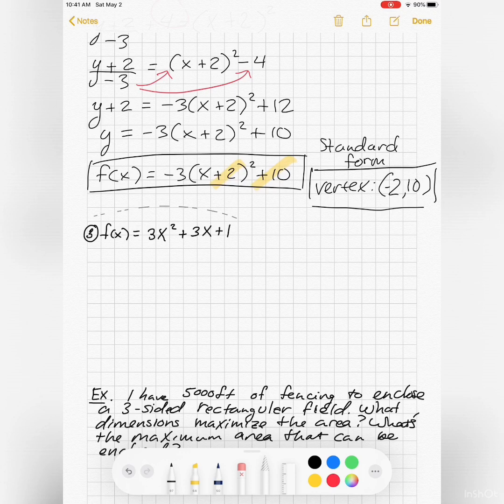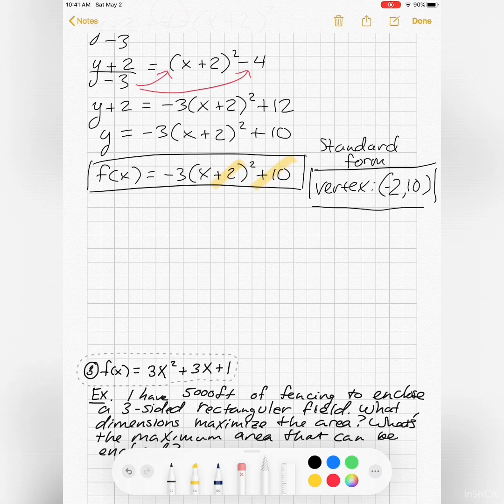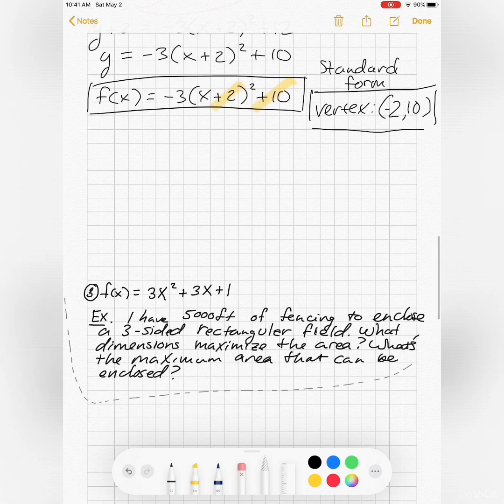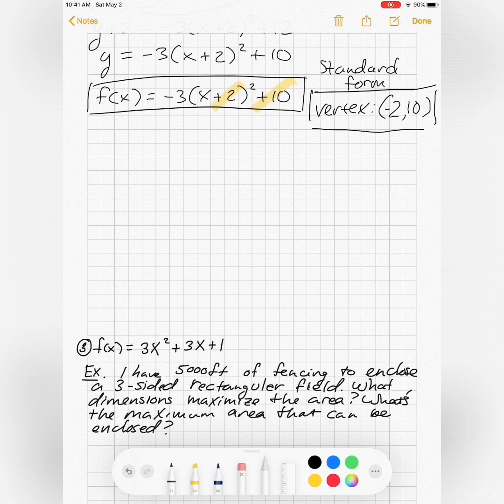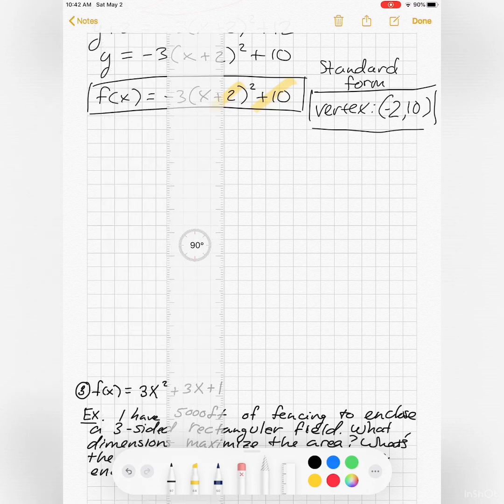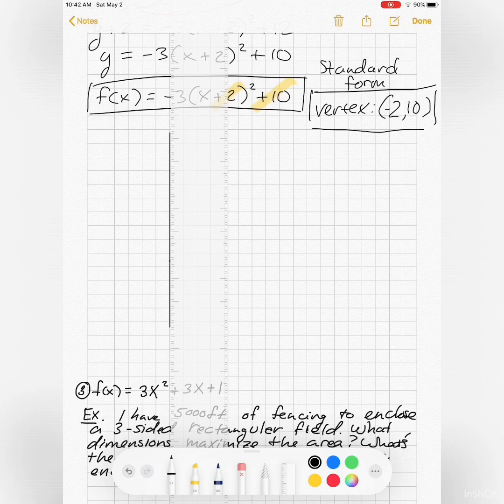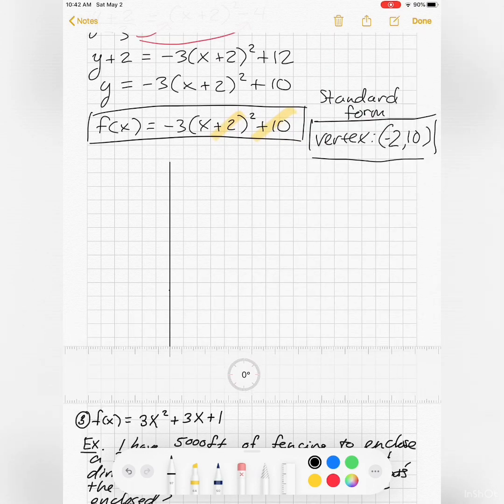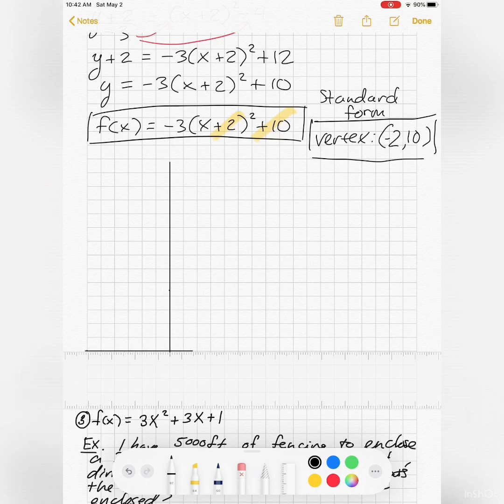So let's go ahead and do a graph for this one. Let me put that out of the way for now. Negative 2, 10. Okay. Set that up something like that, maybe. Okay, there's negative 2, 10.